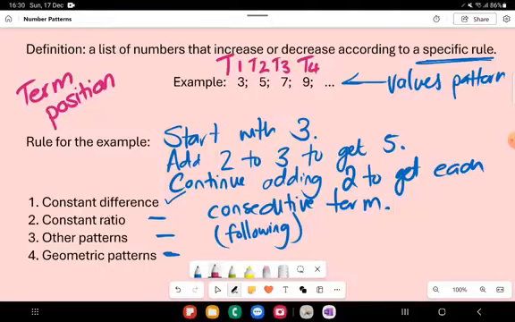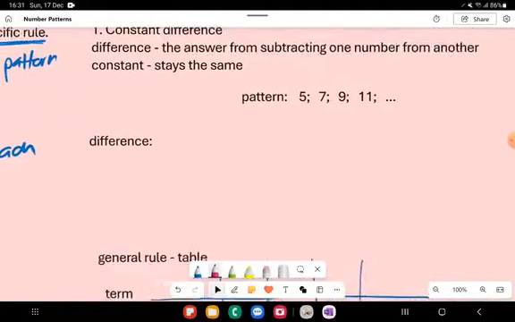Another way of thinking about it is containers. In container number 1 is 3. In container number 2 is 5. In container number 3 is 7. In container number 4 is 9. So you know the meaning of the word terms, and you know the meaning of the values in the number pattern, and you know what a number pattern is. So let's go ahead and look at constant difference.